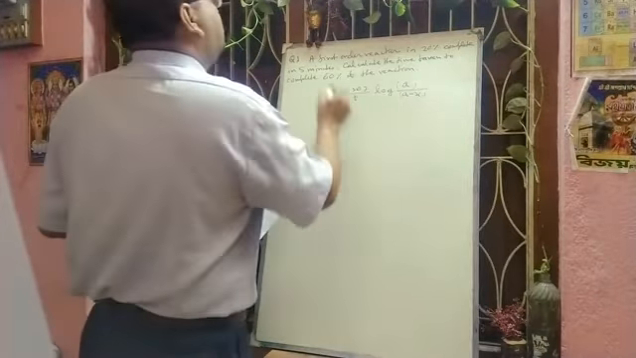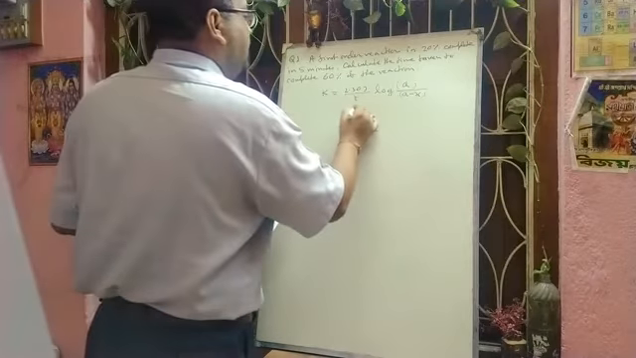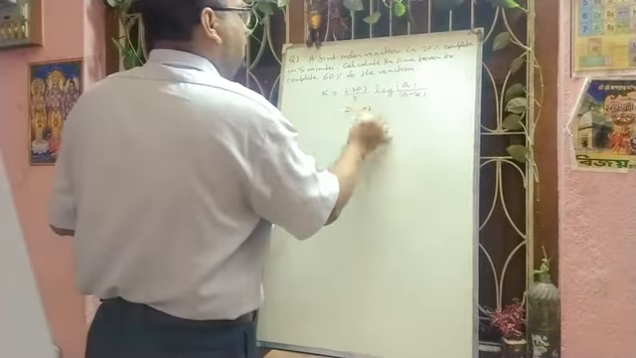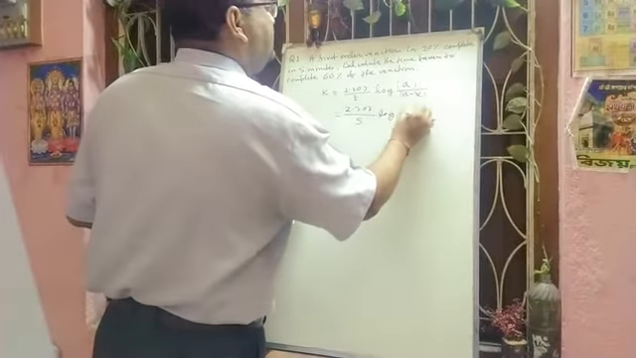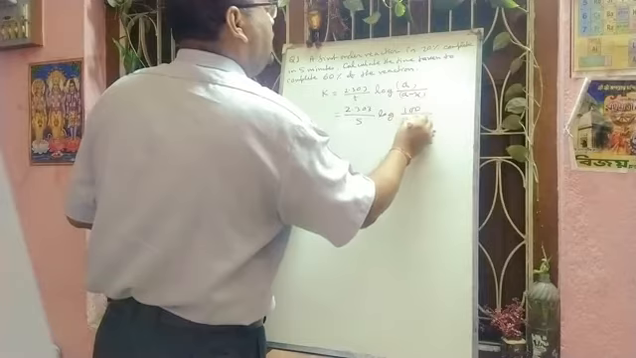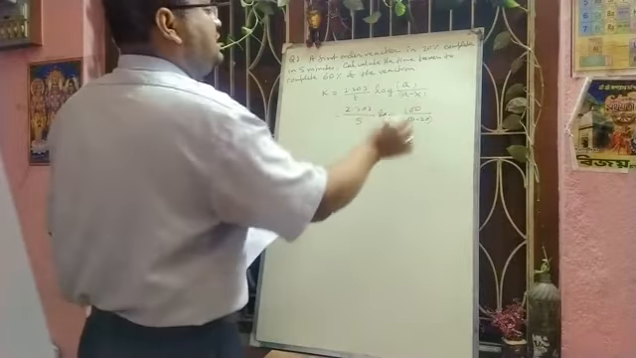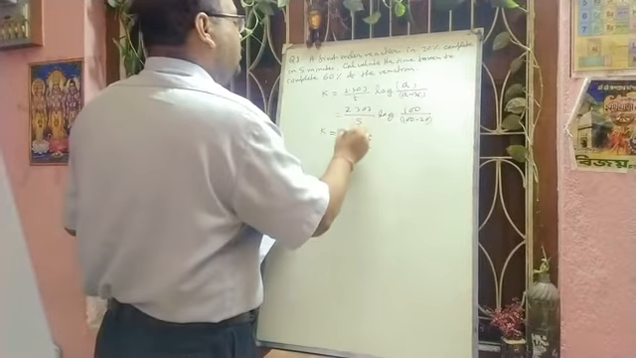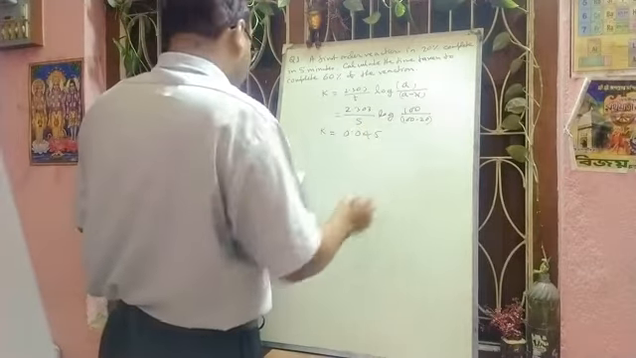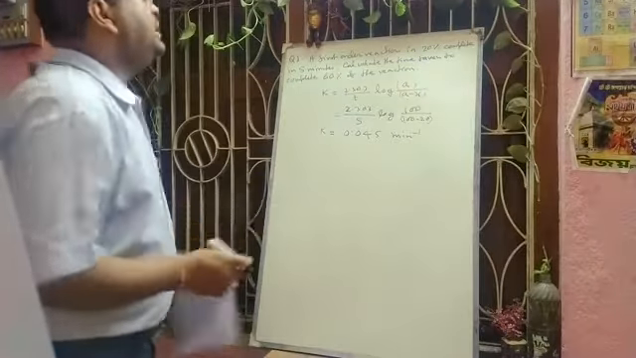A first order reaction is 20% complete in 5 minutes. So here we can write 2.303 divided by 5, log of initially 100, then it will be 100 minus 20. Now if you calculate this, you will get the value of K, that will be 0.045 minute inverse. Hope you can understand.